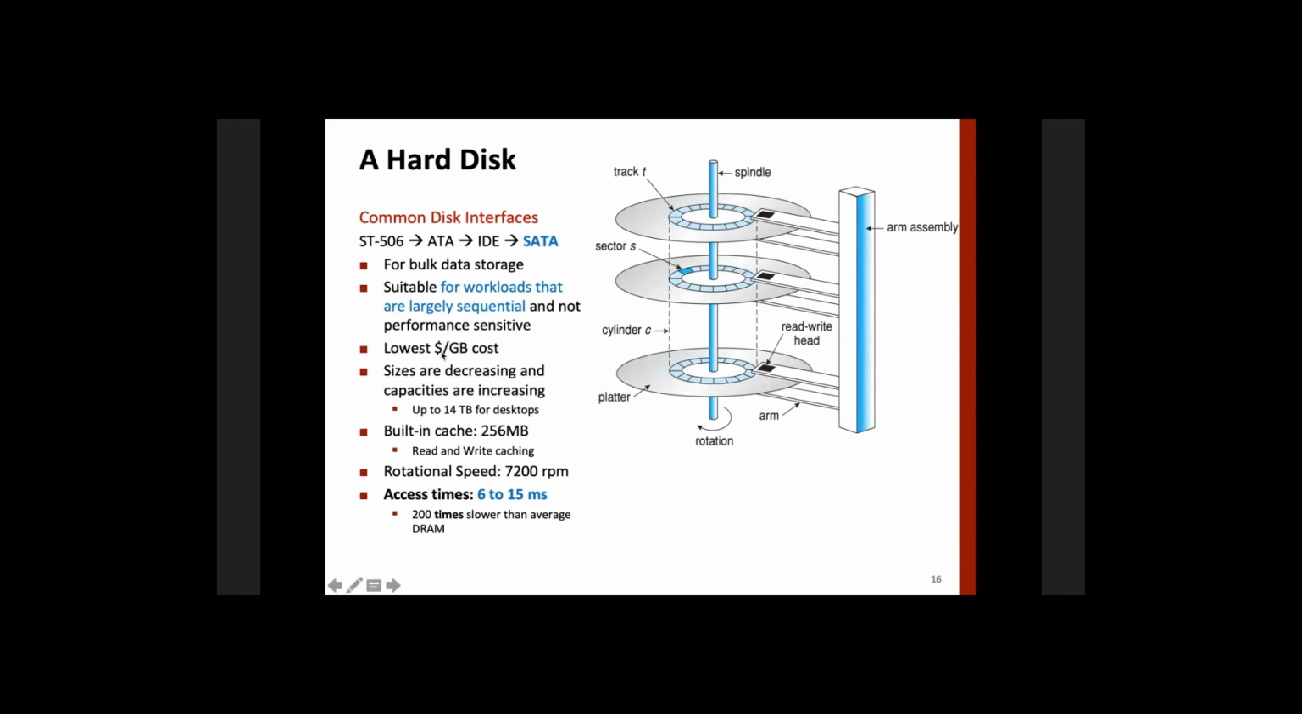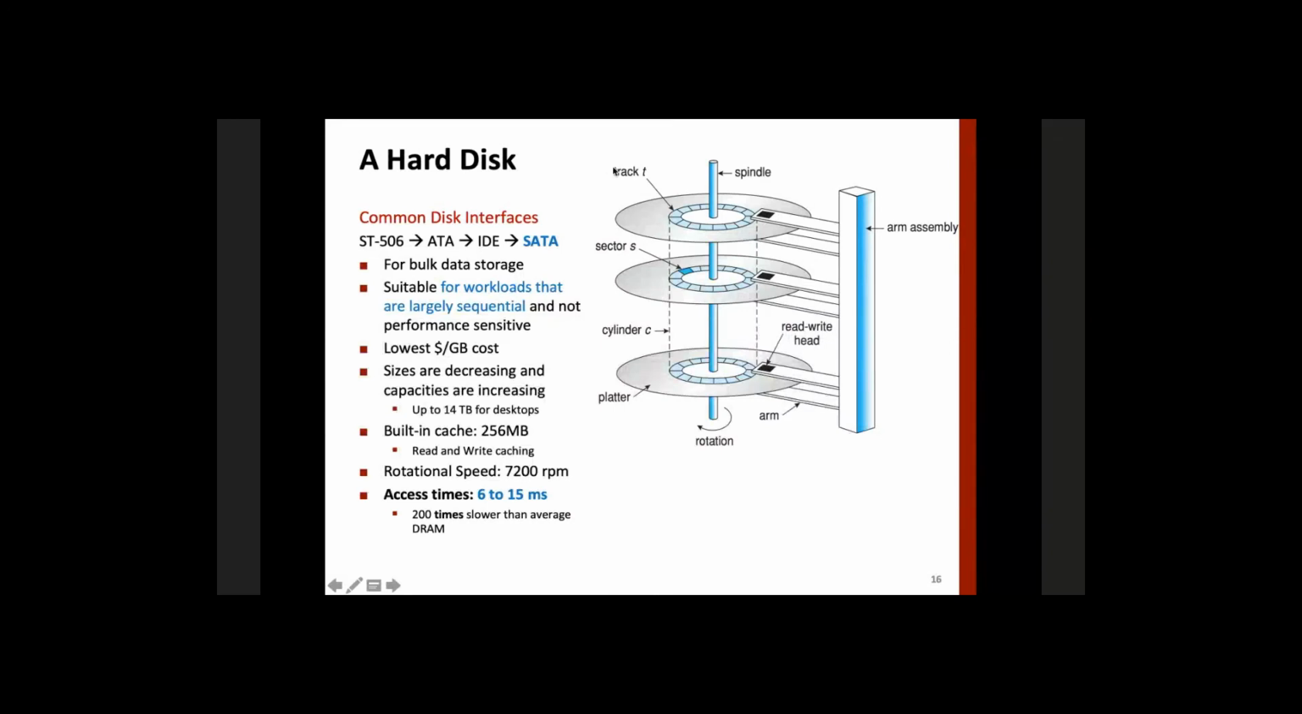It has the lowest cost per GB of data among all storage technologies. Sizes are increasing, and at the same time the drives are becoming smaller and smaller. My iPad earlier used to contain a hard drive, and now my laptop contains a hard drive. Sizes are decreasing. It is becoming smarter also, so inside this we can have a small cache.